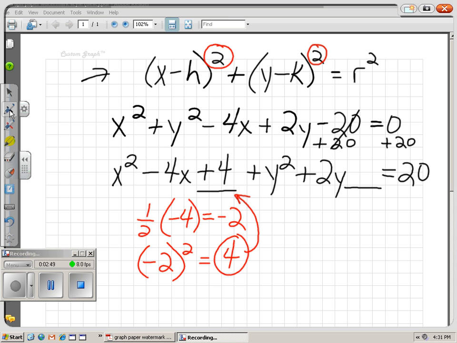Alright, and I have to remember to add 4 on the right side as well to keep everything balanced. Remember, we have an equation, so if you add 4 pounds to the left, you got to add 4 pounds to the right to keep it all balanced.